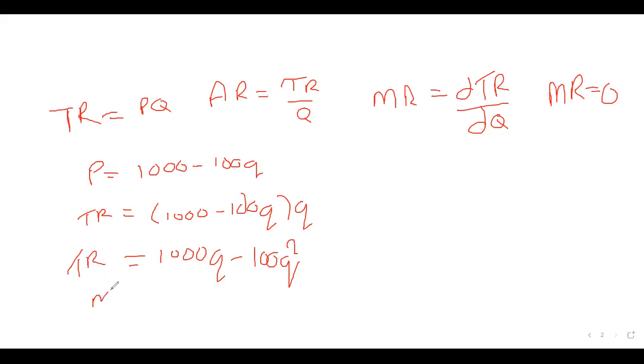To find our marginal revenue, we simply differentiate. By now, I'm sure most of you have attended my classes on differentiation. So how do we differentiate this? Our 1000Q becomes 1000. For 100Q squared, 2 times 100 is 200, then one power from there will be 200Q.